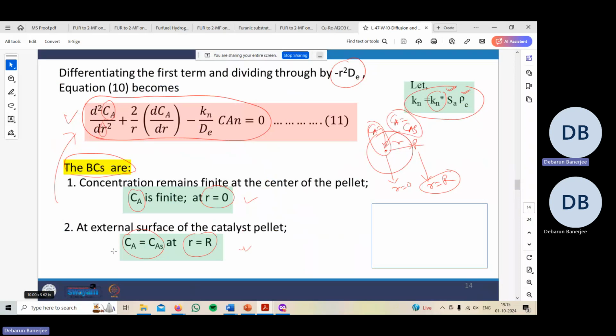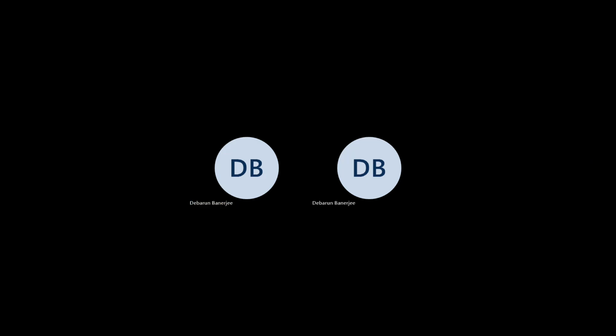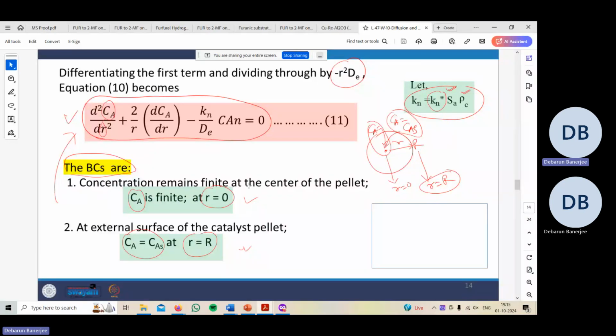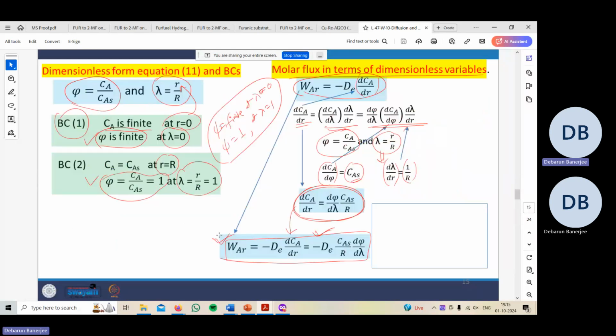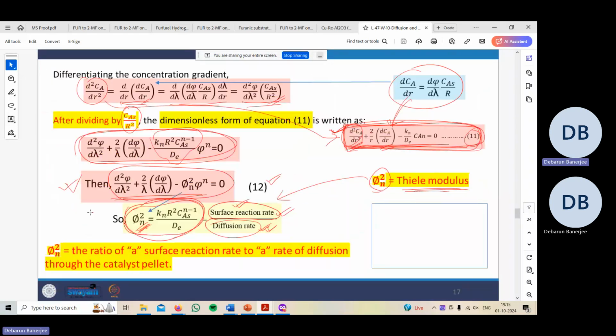So if we differentiate the first term and divide through by minus r square D, the final equation will become 2 by r dC/dr minus k_n by D C_A to the power n equals 0. So the boundary conditions are like this: C_A equals finite at r equals 0, and C_A will be equal to C_As at r equals capital R. And like this, the derivation continues.